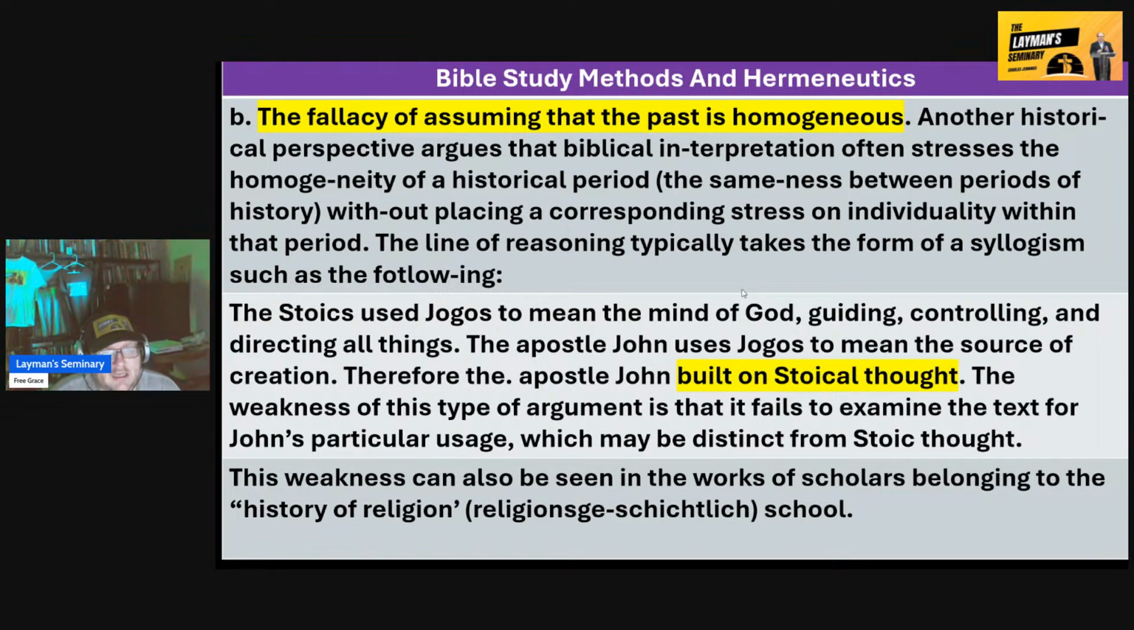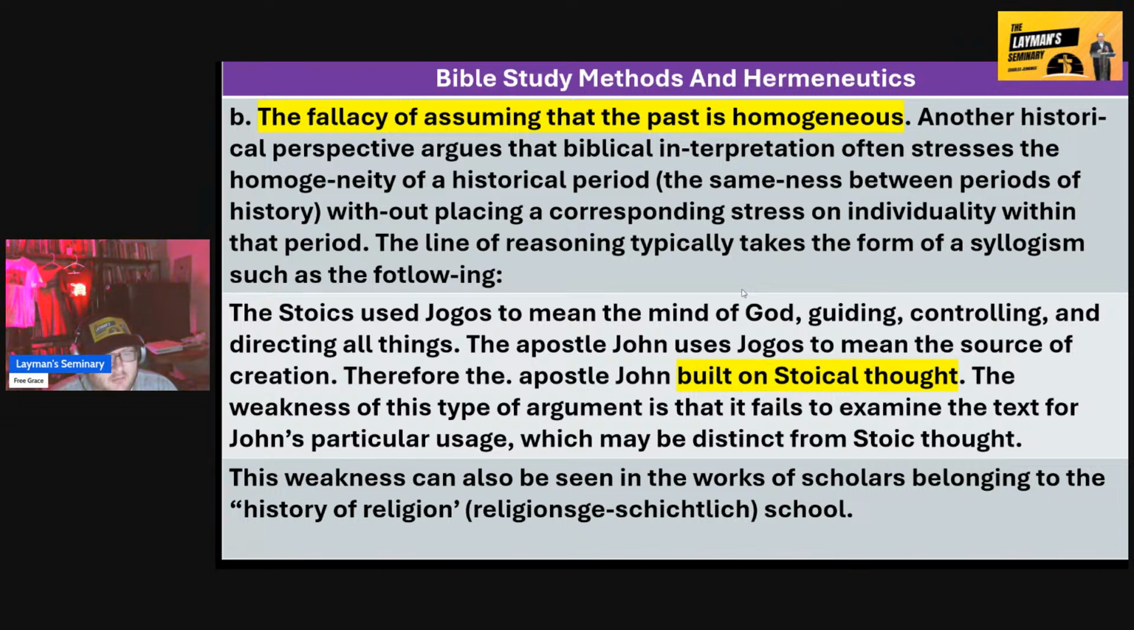B. The fallacy of assuming that the past is homogeneous. Another historical perspective argues that biblical interpretation often stresses the homogeneity of a historical period, the sameness between periods of history, without placing a corresponding stress on individuality within that period. The line of reasoning typically takes the form of a syllogism such as the following. The Stoics use logos to mean the mind of God, guiding, controlling, and directing all things. The Apostle John used logos to mean the source of creation. Therefore, the Apostle John built on Stoical thought.